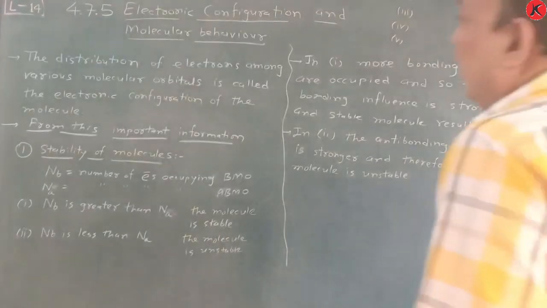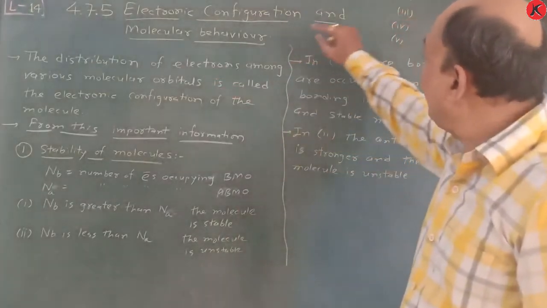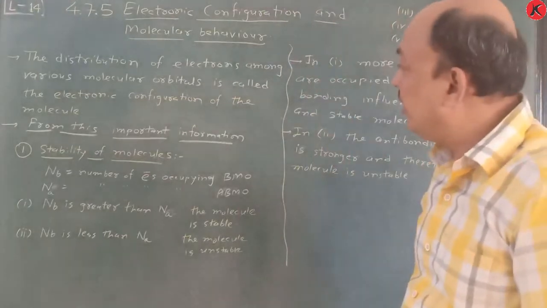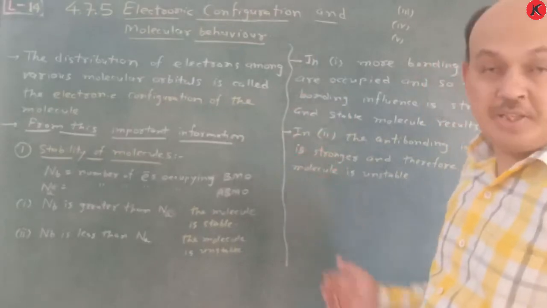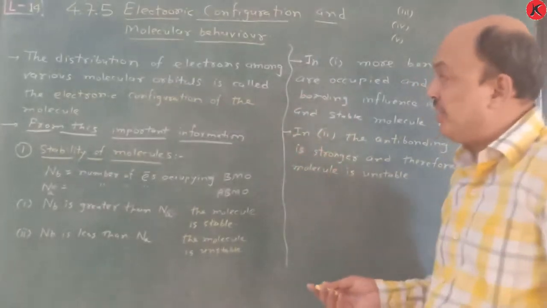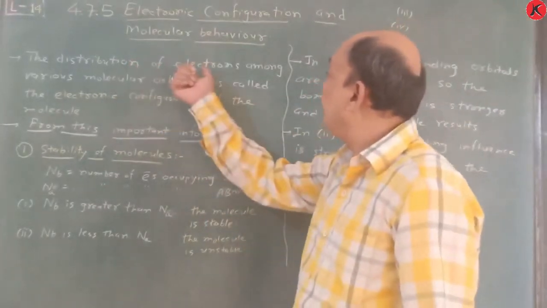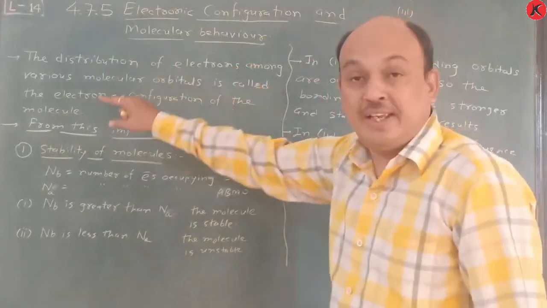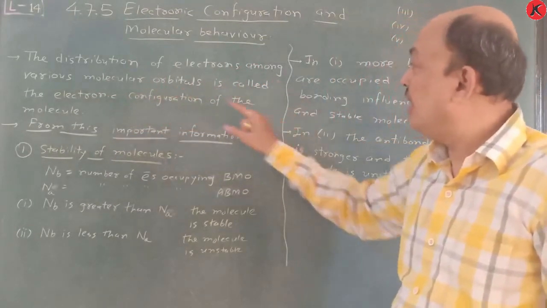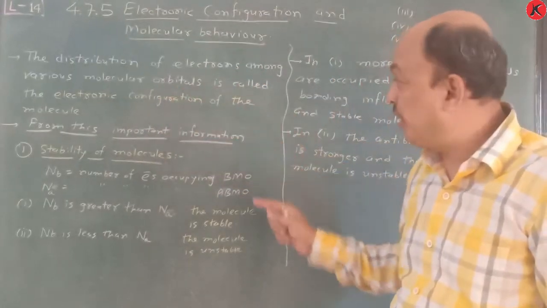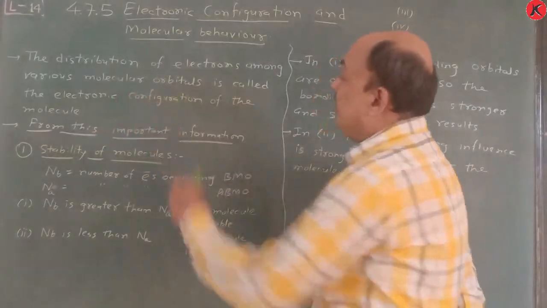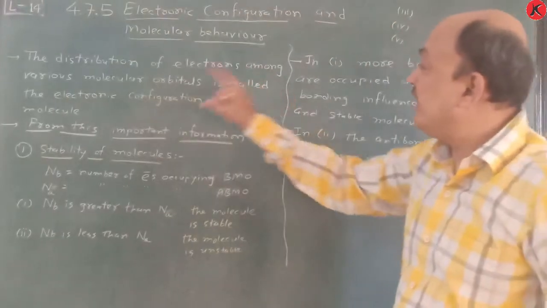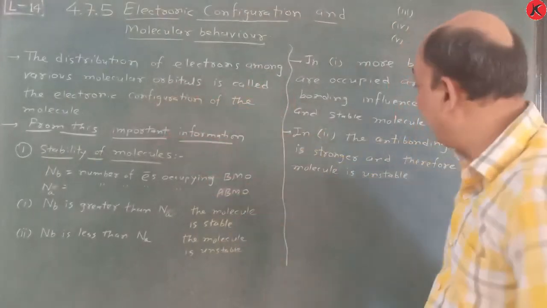Now here, 4.7.5, electronic configuration and molecular behavior. From this important information, first of all we learn the definition. The distribution of electrons among various molecular orbitals is called the electronic configuration of the molecule. Once again, the distribution of electrons among various molecular orbitals is called the electronic configuration of the molecule.